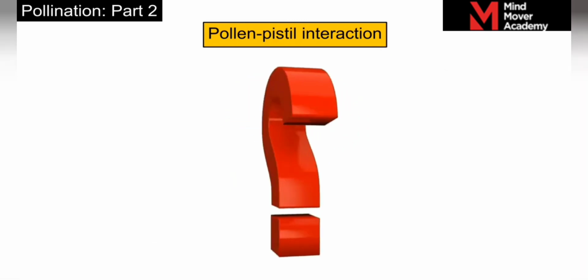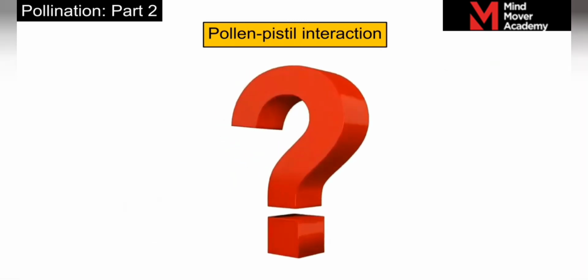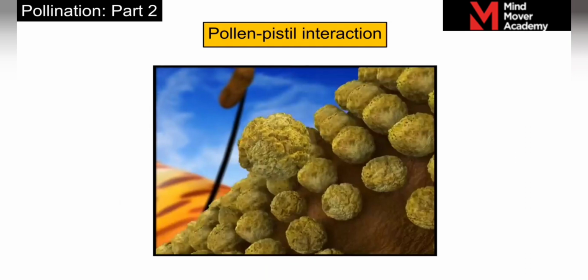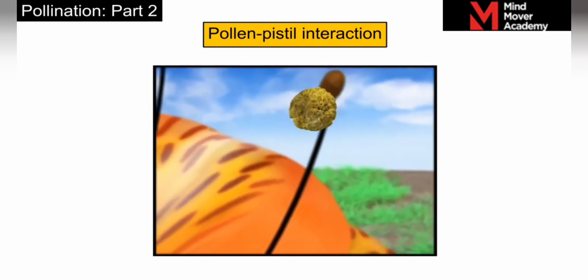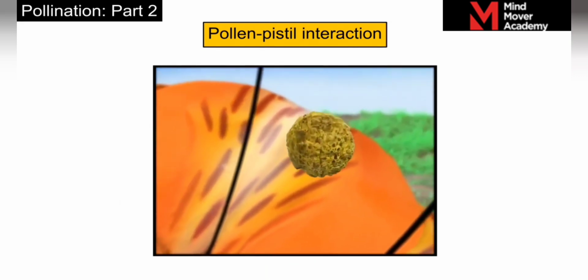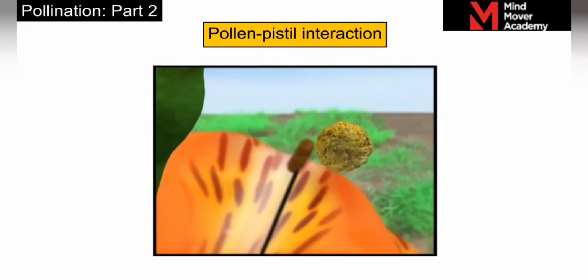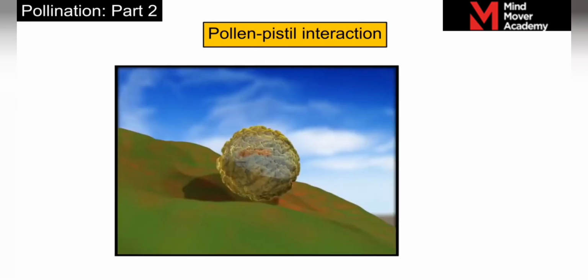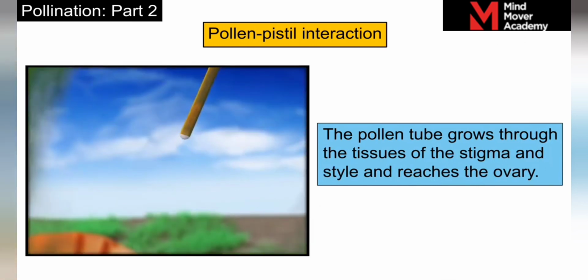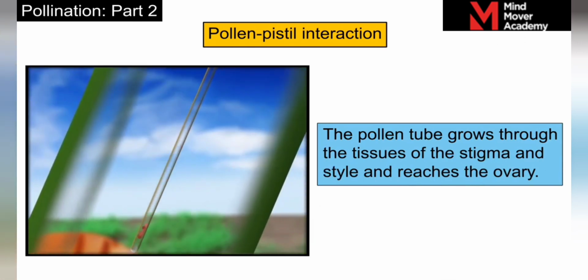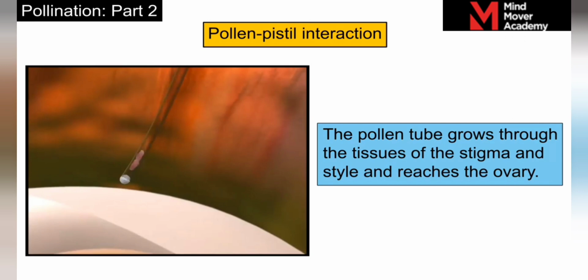So, what happens next? Well, after compatible pollination, the pollen grain germinates on the stigma of the pistil and produces a pollen tube through one of its germ pores. The pollen tube grows through the tissues of the stigma and style and reaches the ovary. Now, through this pollen tube, the contents of the pollen grain are transferred to the ovary.